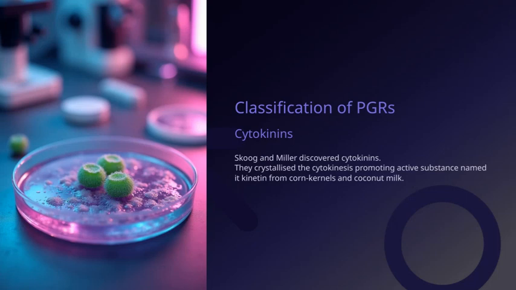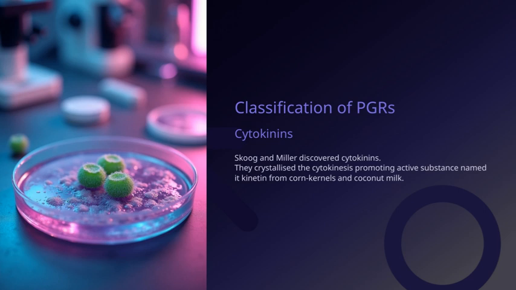Skoog and Miller were pioneering scientists who made a significant discovery in the world of plant growth regulators. They identified a substance called cytokinins, which are crucial for cell division and growth in plants. To study this further, they managed to crystallize the active substance responsible for promoting cytokinesis, which is the process of cell division. They named this substance kinetin, and interestingly, they isolated it from natural sources like corn kernels and coconut milk. This discovery was a breakthrough because it helped us understand how plant growth can be regulated and manipulated.